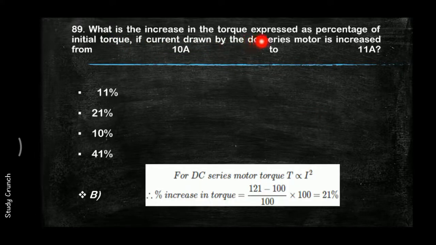What is the increase in torque expressed as percentage of initial torque, if the current drawn by this DC series motor is increased from 10 amperes to 11 amperes? So we know that torque is directly proportional to I square. Percentage increase in the torque is (121 minus 100) by 100 into 100%. So that will give us 21%. So the answer is it is B.